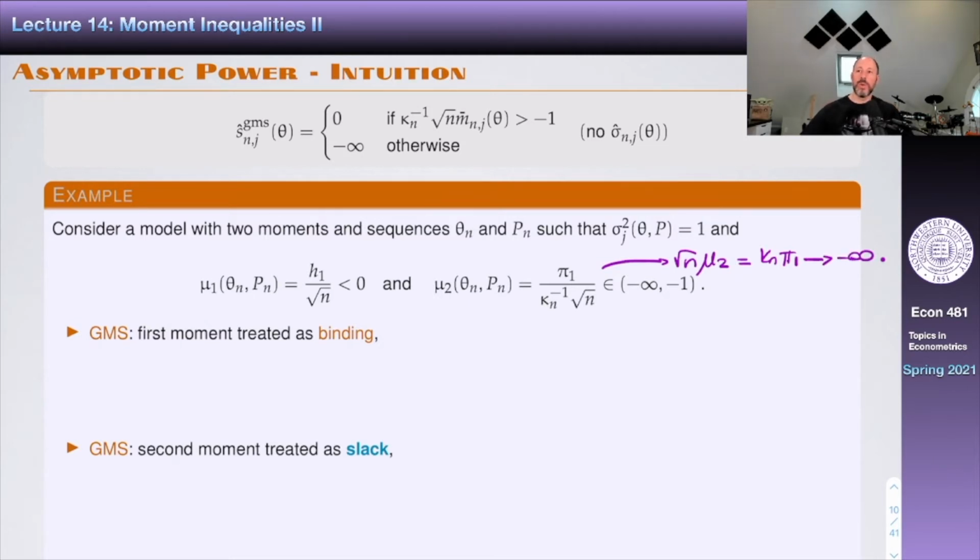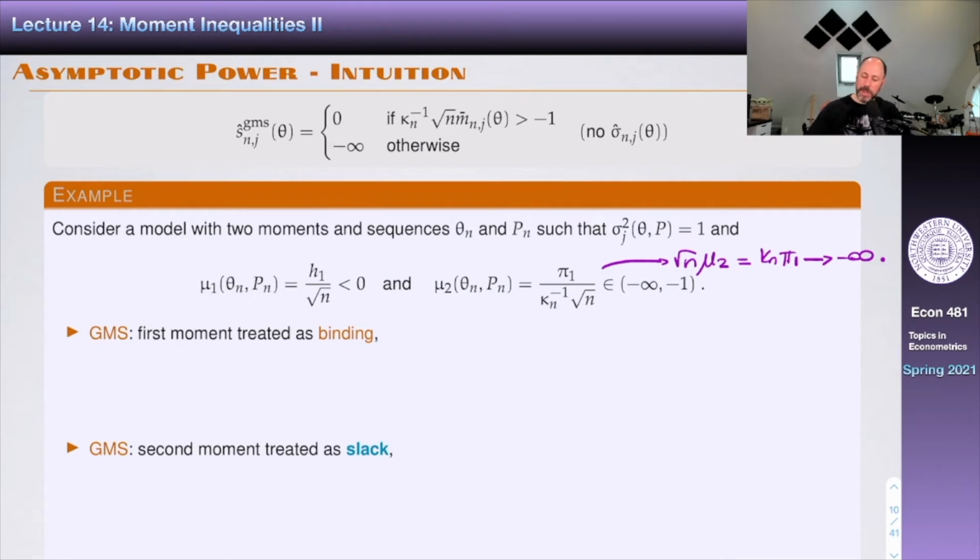So the local version, according to square root n, of mu2 is like this, if you rewrite it. So let's see what GMS does. What GMS is going to do is use this rule over here. All you need to do is look at this quantity and see if it is above 1 or below -1. And for simplicity, I'm not including the sigma hats here.